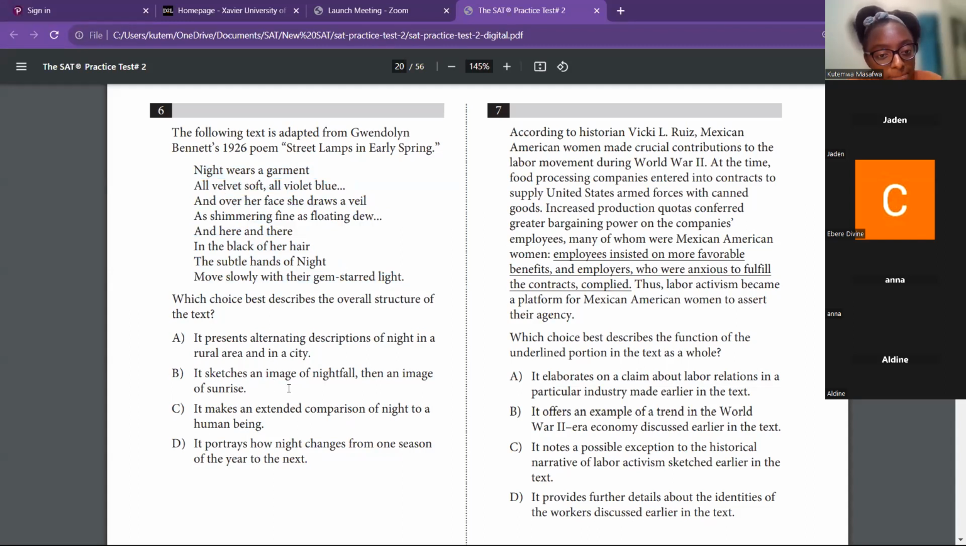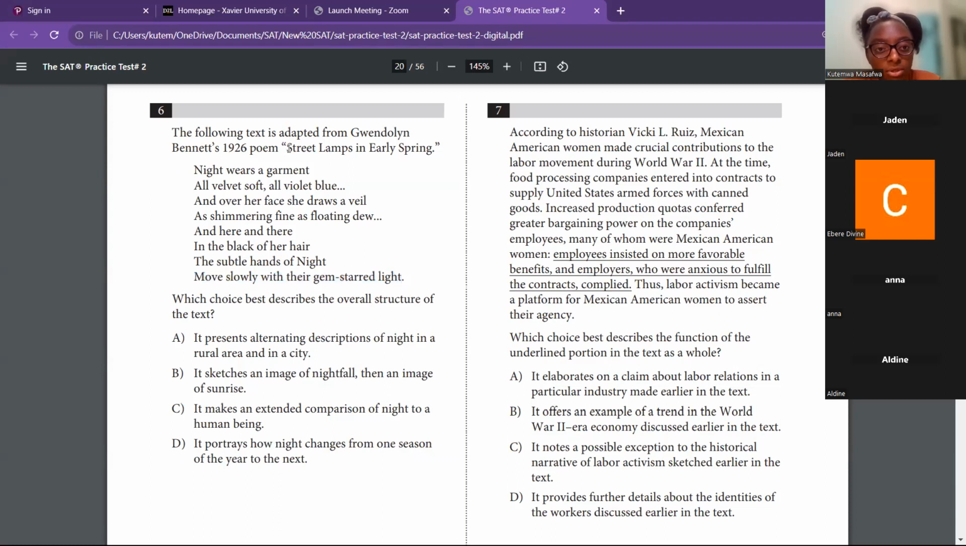If you look at B, we know it's an image of nightfall, first part, of course. And then it says image of sunrise. So let's go back to the passage and see if there's anything that talks about sunlight. We have night wears a garment, velvet soft, and over her face she draws a veil, shimmering. Okay, so it's talking about night here, the black of her hair, the subtle hands of night. And then this last sentence says, move slowly with their gem-starred light. So now we see light in this picture. This is a poem, so obviously this could be some kind of metaphor.